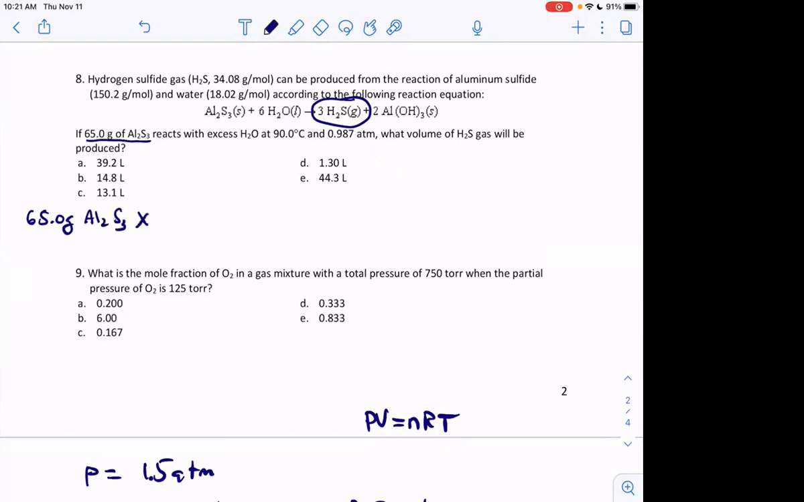Al2S3 times, and we've got the molar mass. We were given that, right? Aluminum sulfide, 150. That's mass of A to moles of A. Then use my stoichiometry. Use what you're trying to find, the 3 H2S for every 1 of the aluminum sulfide. These are moles.